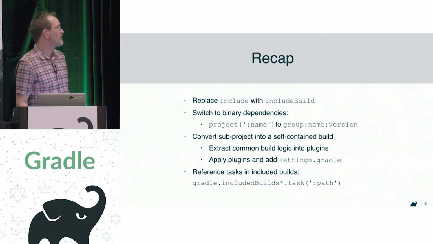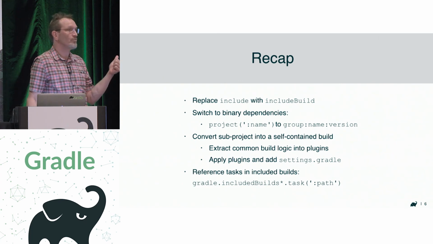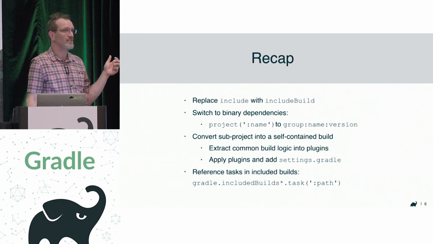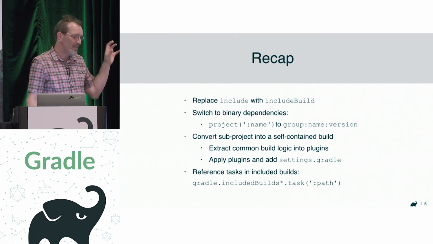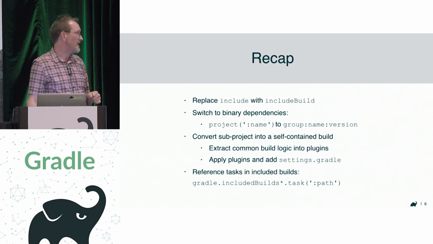So just a quick recap on what we did every time we extracted a composite build. We replaced include with include build. We switched project dependencies to binary dependencies. We converted subprojects into a self-contained build. And we applied plugins. Basically that involves extracting any common build logic out, applying plugins, and adding a settings file. And finally, we referenced the tasks in included builds via the Gradle included builds collection.